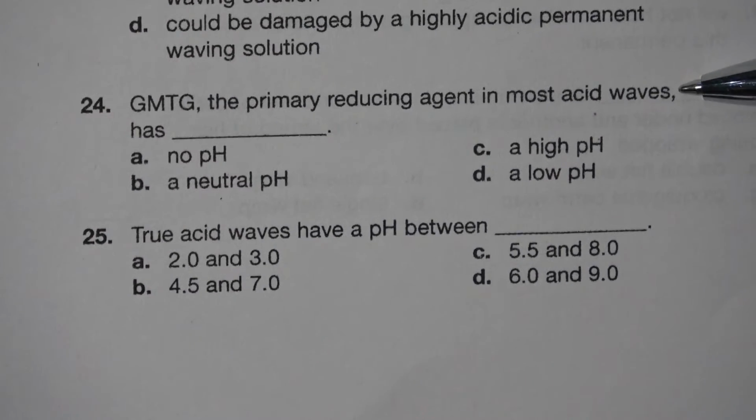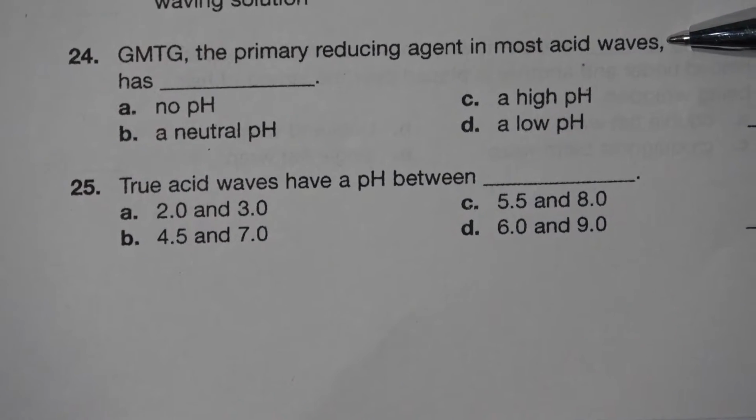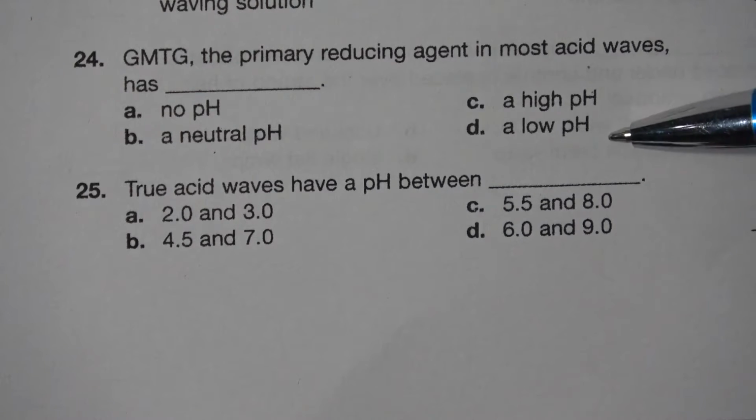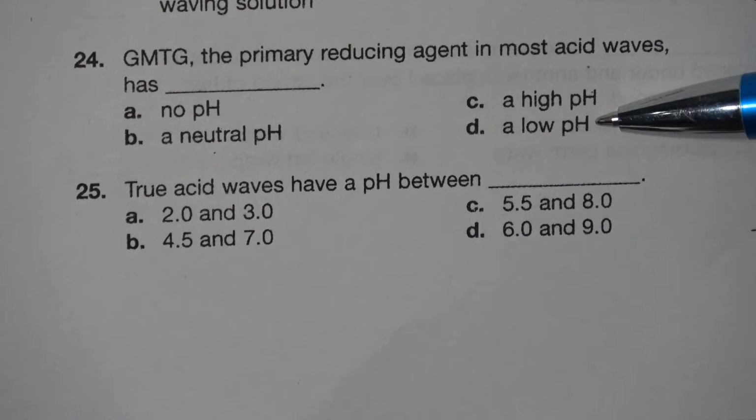Number 24. GMTG, the primary reducing agent in most acid waves, has a blank. A, no pH, B, neutral pH, C, a high pH, or D, a low pH. And your correct answer is D, a low pH.